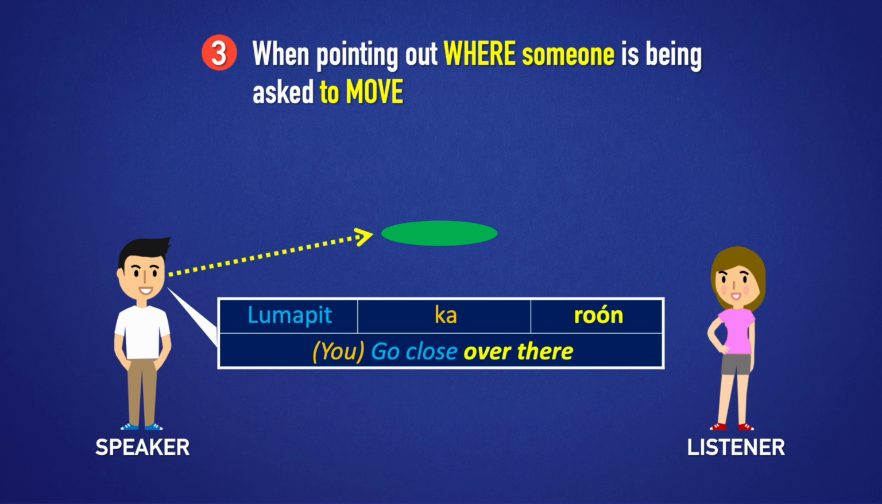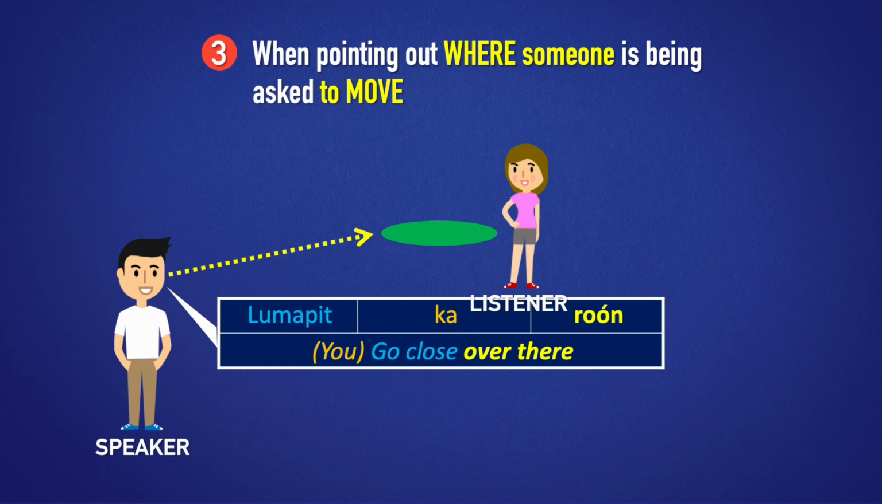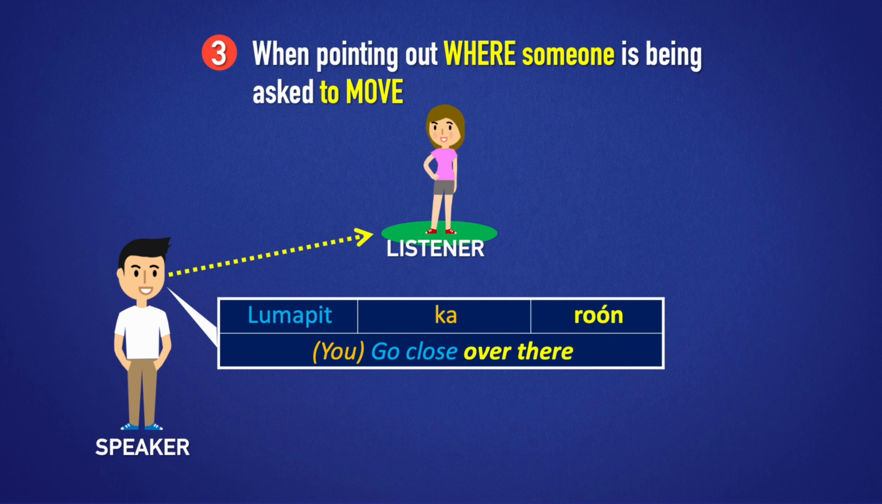Number 3, when pointing out where someone is being asked to move, like lumapit ka roon. Go close over there. That location where someone is being asked to move to is roon, over there.